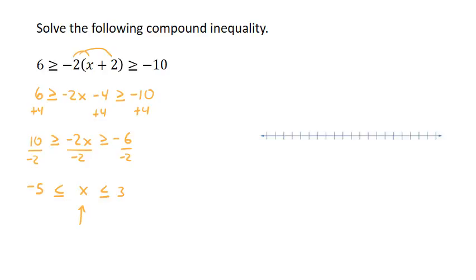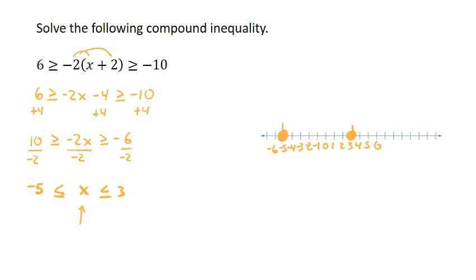It says that x is greater than or equal to negative 5, but it also says that x is less than or equal to 3. So I'm going to start down here at negative 6, negative 5, negative 4, negative 3, negative 2, negative 1, 0, 1, 2, 3, 4, 5, 6. So x is greater than or equal to negative 5. That's this one here. Greater than is to the right. It also says x is less than or equal to 3. So I'm going to fill that in on the 3. And less than is to the left.